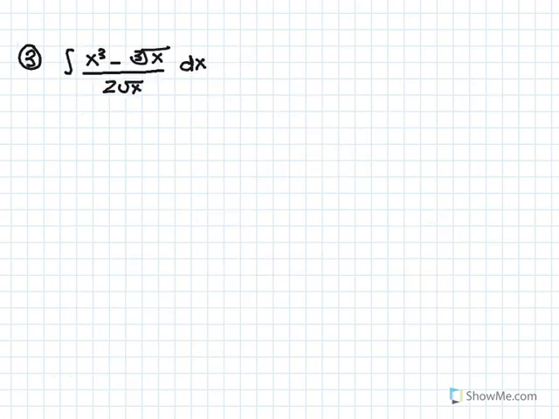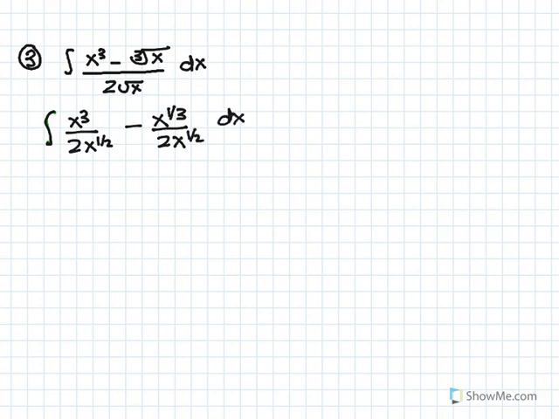So here we have the integral of x cubed minus the third root of x, divided by 2 root x. How do we go about doing that? All right, so let's split up the integral. That's the integral of x cubed divided by 2x to the 1/2 minus x to the 1/3 divided by 2x to the 1/2 dx.